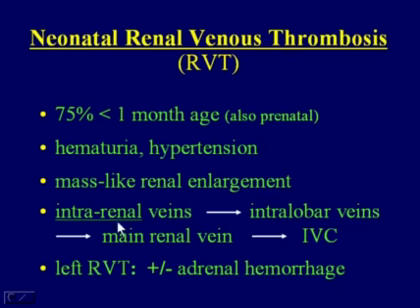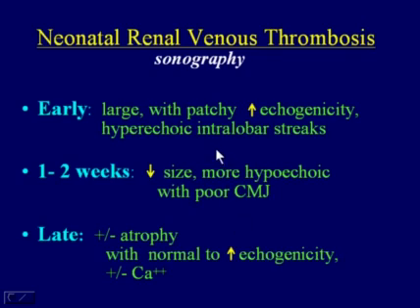in utero, begins in the intrarenal small venules of the kidney and works its way through the lobular veins into the main renal vein, and even occasionally into the IVC. There is an association that you should remember between left renal venous thrombosis and adrenal hemorrhage. Now, as you would expect with renal vein thrombosis, the kidney early on will become enlarged. The echotexture would be altered entirely.